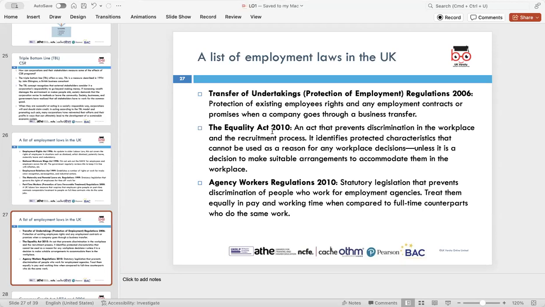So one of the acts that prevent discrimination in the workplace and throughout the recruitment process is the Equality Act of 2010, which was passed in 2010. This document specifies protected qualities that cannot be used as a basis for any decisions made in the workplace, unless the decision in question is to make appropriate accommodations for the protected characteristics in the workplace.